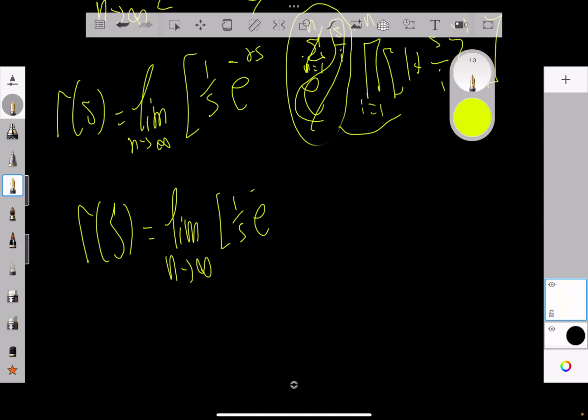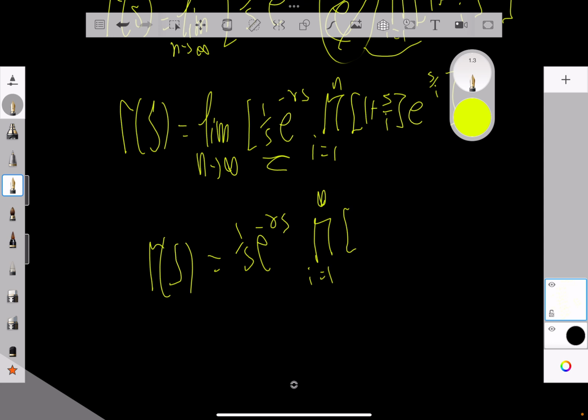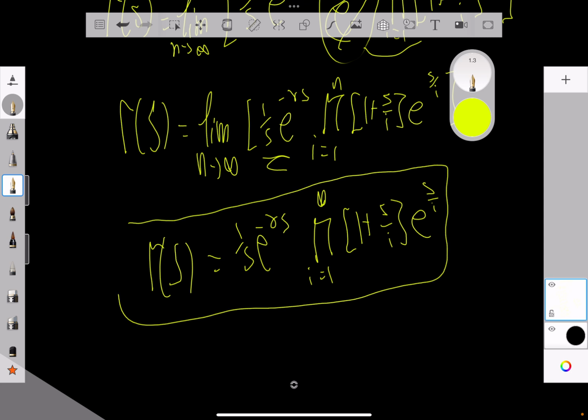1 by s, e to the negative Euler s, the product for i equals 1 to n of (1 plus s by i) multiplied by e to the power of s by i. So this is a constant, so gamma of s equals 1 by s, e to the negative Euler s, the product from i equals 1 to infinity of (1 plus s by i) e to the power of s by i, and this is the Euler representation of the gamma function.